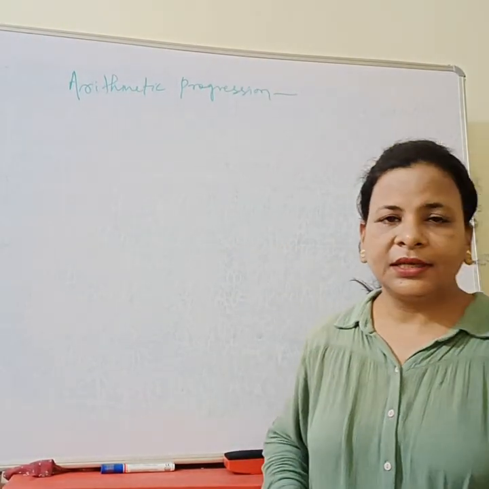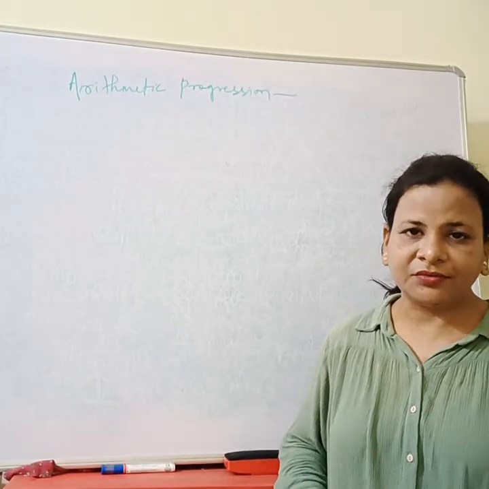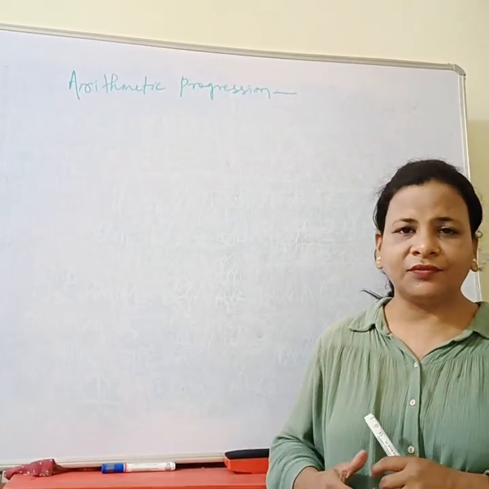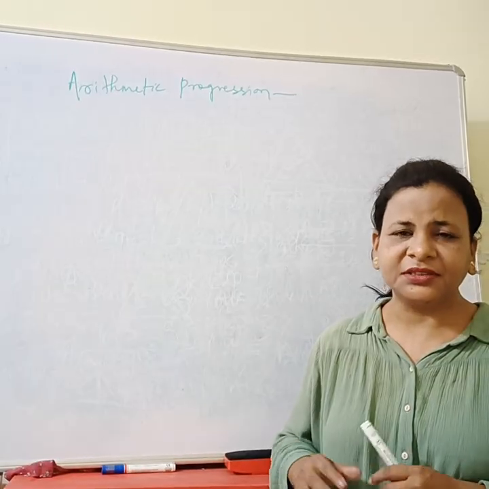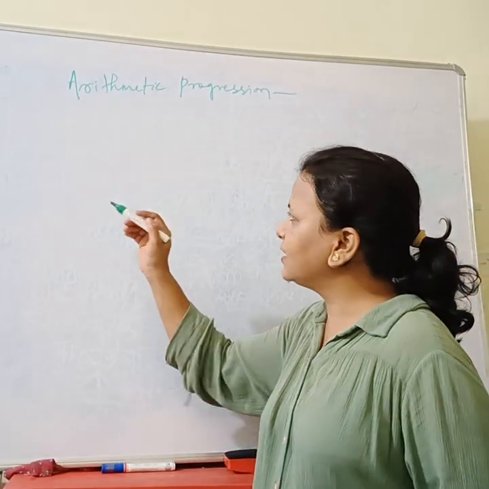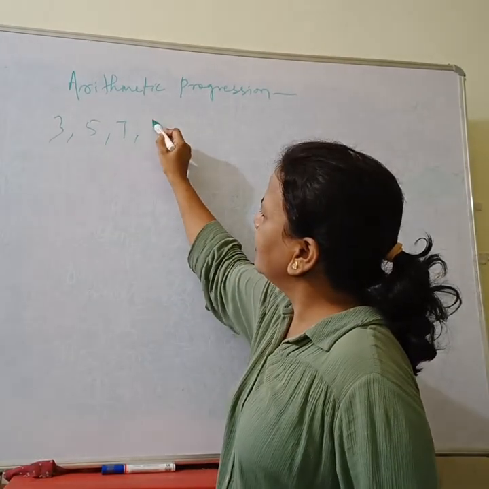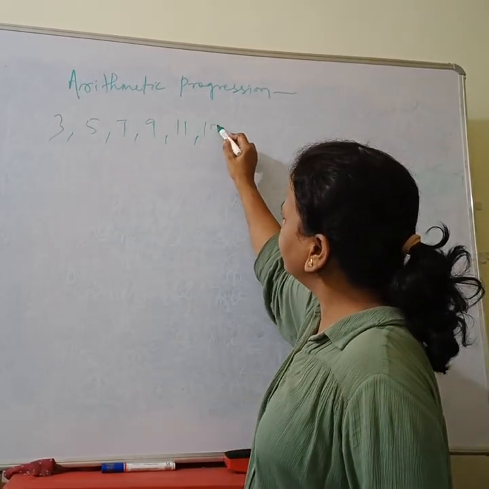Arithmetic progression is a list of numbers in which the difference between any two consecutive numbers or terms remains the same. Let's take an example: 3, 5, 7, 9, 11, 13.